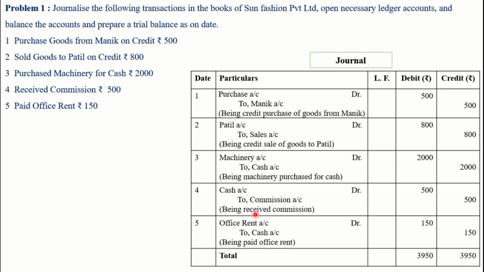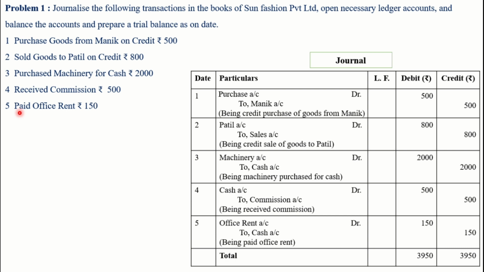That's why we enter the commission account on the credit side with rupees 500. Narration is being received commission. Then fifth transaction, paid office rent rupees 150. Here which two accounts? Cash and office rent, right?